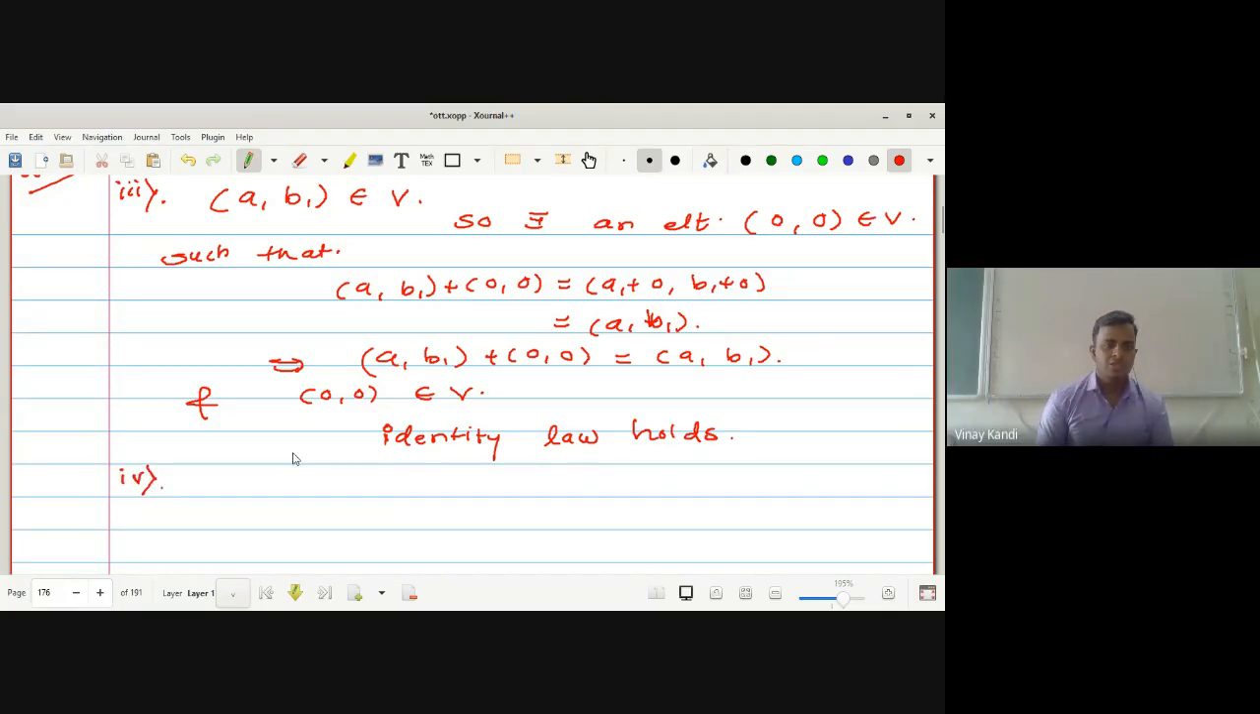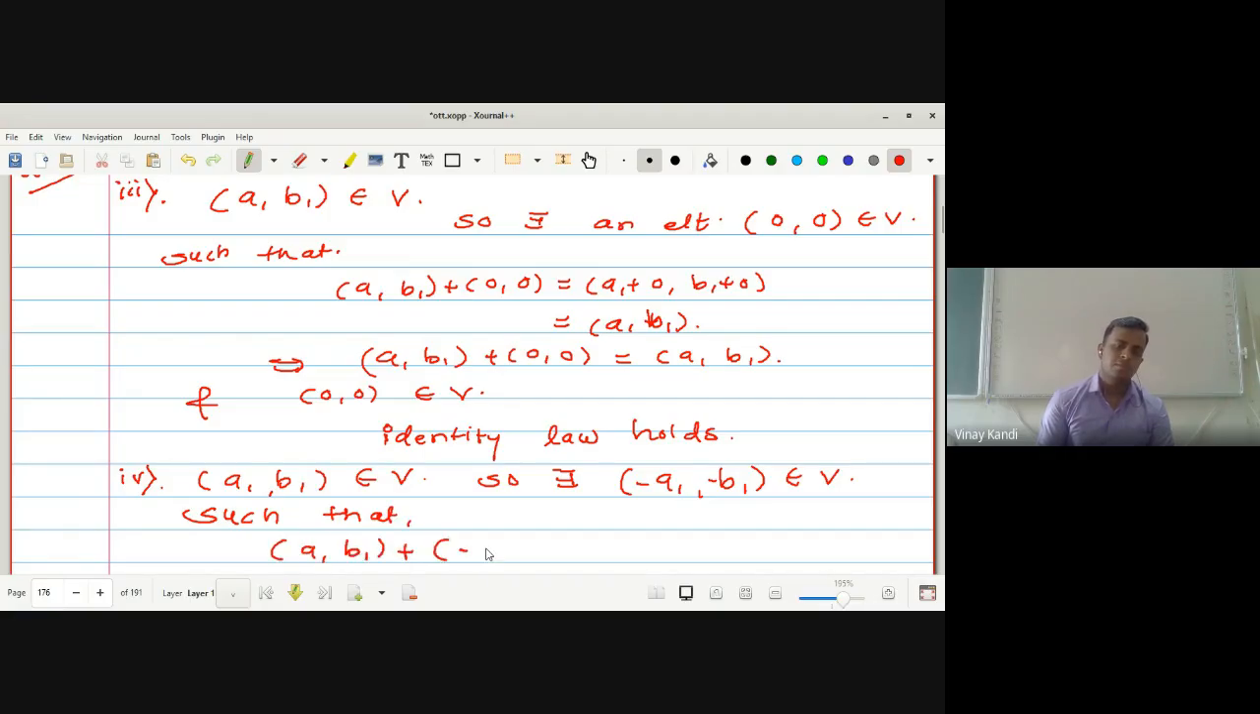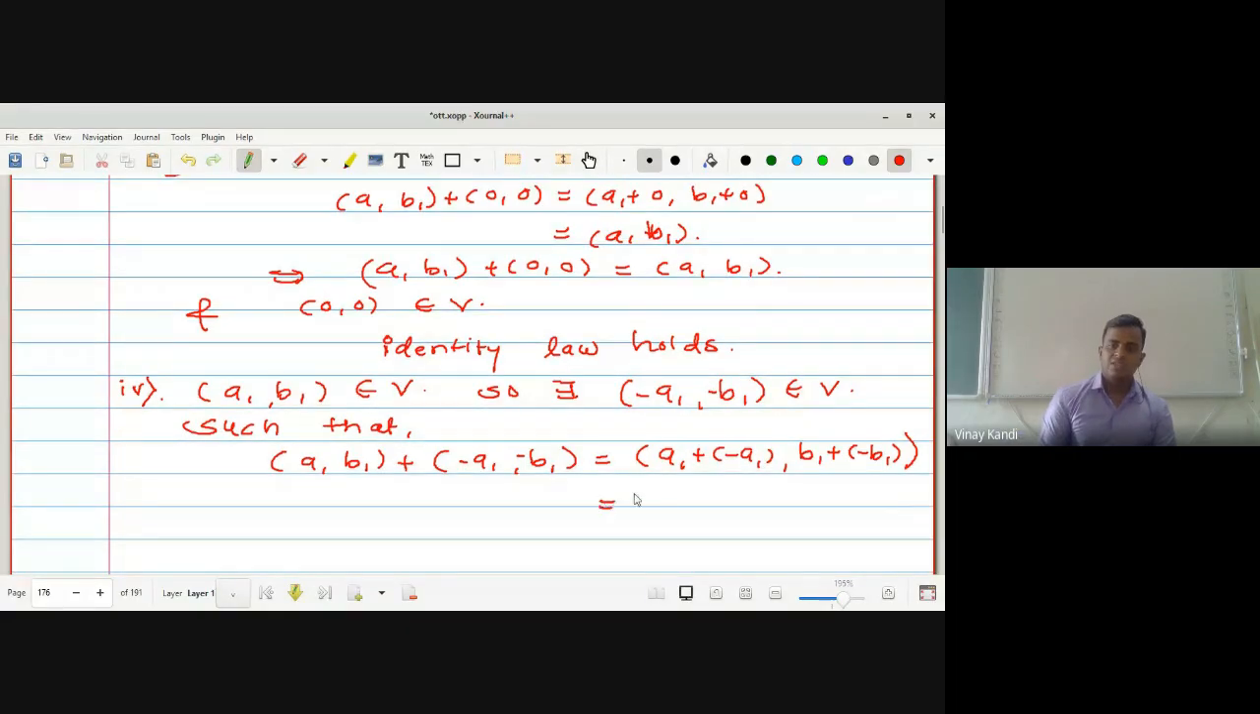What is the inverse property? Take any element from this set V. If (a1, b1) belongs to set V, then there exists (-a1, -b1), an element of V, such that (a1, b1) + (-a1, -b1) = (a1 + (-a1), b1 + (-b1)). a1 minus a1 is 0, b1 minus b1 is 0.